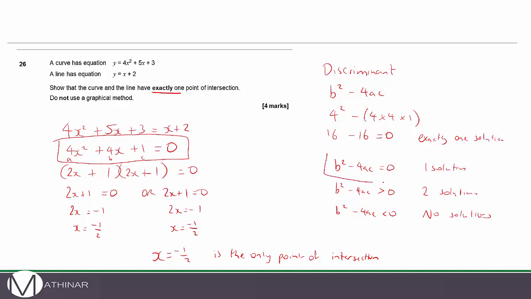So for us, this tells us that there is one solution. So that's another way you could have done this question.